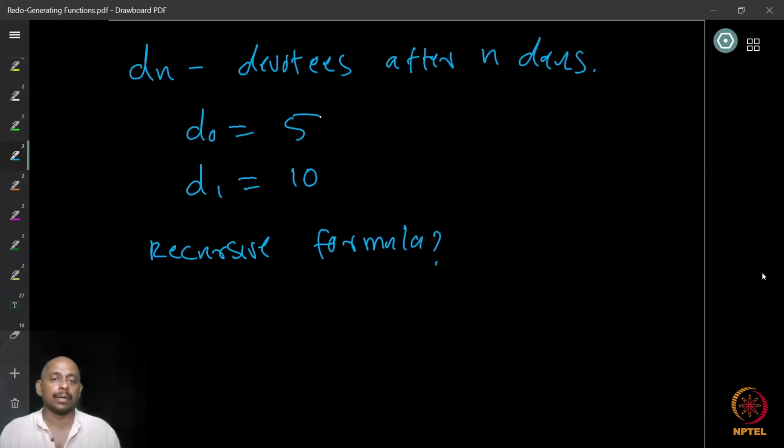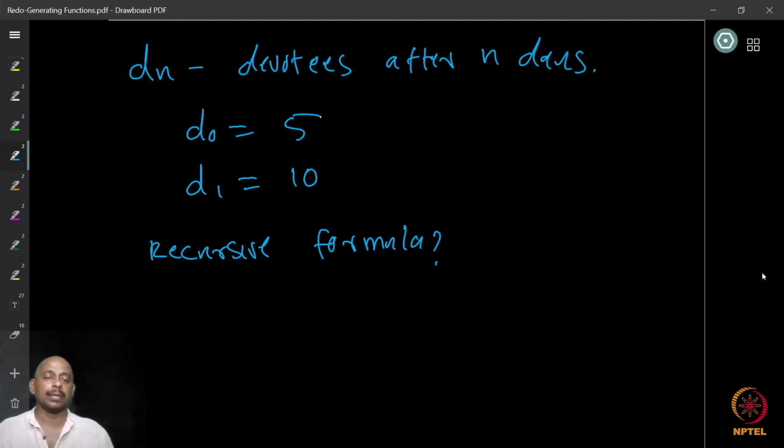We have the following observation: if dn denotes the devotees after n days, then d0 is 5. The 0th day, when the religion is formed, there are 5 devotees. At the end of the first day, d1, you have 10 devotees because each of them converted one more person. Nobody is going to give up the religion after they join it. So at the end of day 1, you have 10. Then what is the recursive formula? We have d0 is 5 and d1 is 10. Now can you find a formula for dn, where n is greater than or equal to 2?